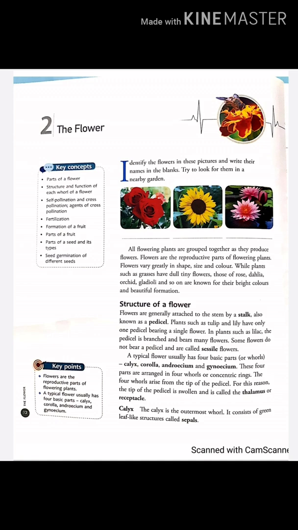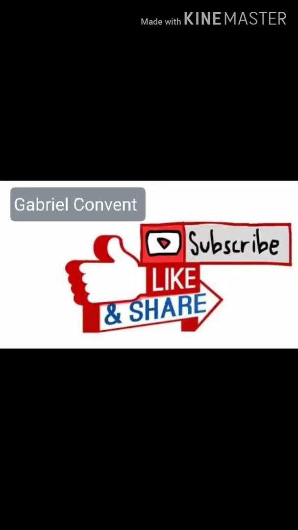Now here are the functions of different parts of a flower. So the first one is calyx. The calyx is the outermost wall. It consists of green leaf-like structures called sepals. And the function of calyx is to enclose and protect the inner parts of a flower in its bud stage.